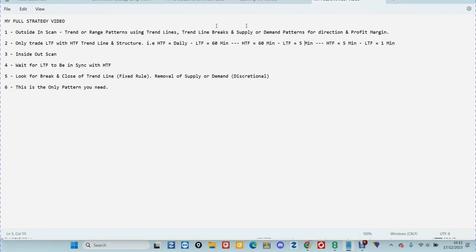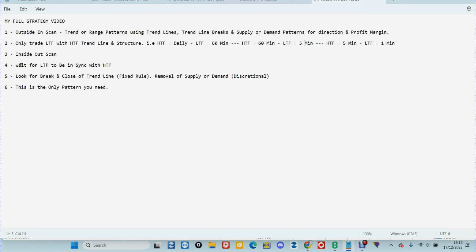Then we're doing the inside out scan. So once we've got it, I'm looking for the entry in the 1 minute or the 5 minute, then back to the 1 minute and so forth. Or it might be the 60-minute and I'm looking for the 5 minute, then I go back to the 1 minute. So if I take some losses, the idea is waiting for the setup on the time frame above to be in sync and then using the lower time frame like the 1 minute to get an entry. So this way we can take multiple small losses and hold on to big winners.